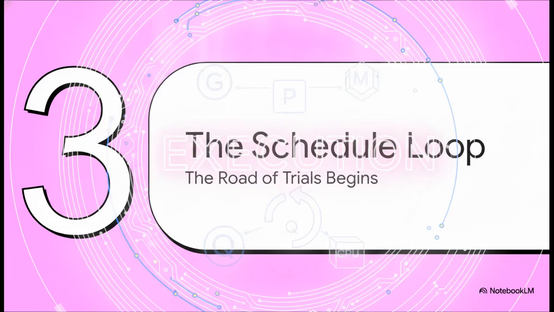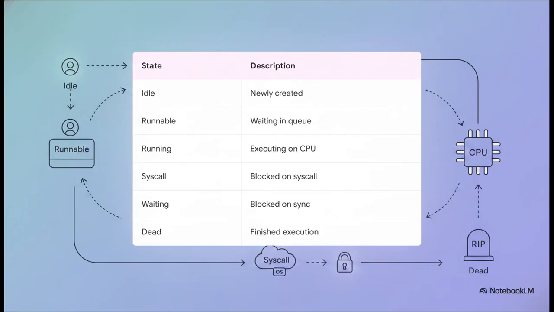Section 3. The infinite schedule loop. The road of trials begins. Now, what's really interesting about this slide is the lifecycle state machine our Go routine is going to navigate. Now that it's queued up, it enters the execution engine. This is where the real work happens.